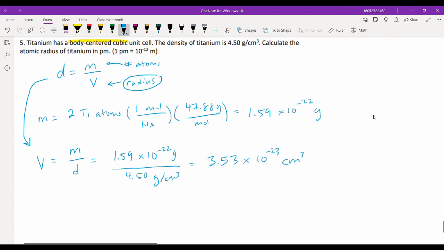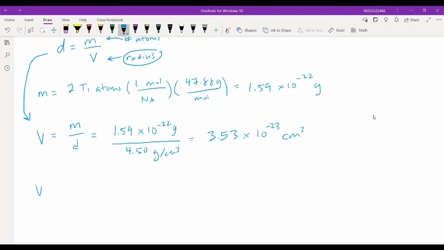And then if you remember, these are all cubes, the edge length cubed gives the volume. So the edge would be the volume cube rooted, or to the 1/3 power. We just take this number to the 1/3 exponent, and that gives us 3.28 times 10 to the negative 8 centimeters for our edge length, right?